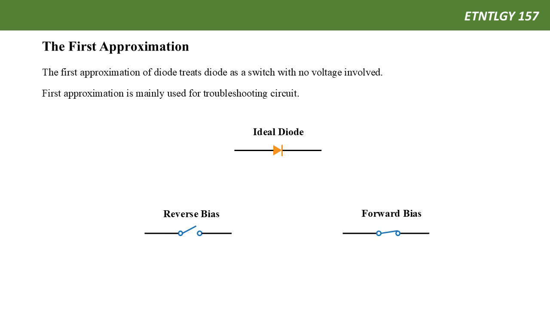The one on the left is an open switch. This is the model for the diode that's in reverse bias, which means the diode does not conduct. It acts like an open switch. And when the diode is in forward bias, it conducts current and it's like the switch is closed.